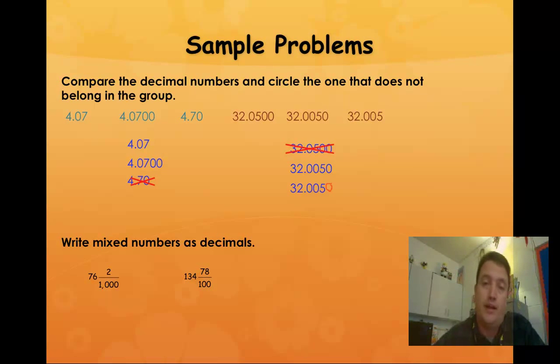Okay, so we've got 76 and, there's that decimal point. So we're going to put 76, the decimal point, 76 and 2,000ths. So when we do that, it's going to look like that. Okay, 76 and, because remember 76 is a whole number, so it's going to stand to the left of the decimal point, 2,000ths. Here I've got 134 and 7,800 hundredths. And when I do that, it's going to look like that. Okay.